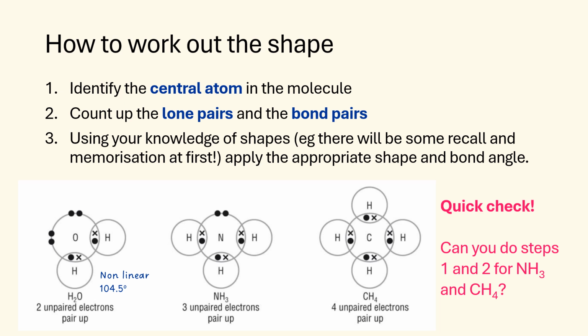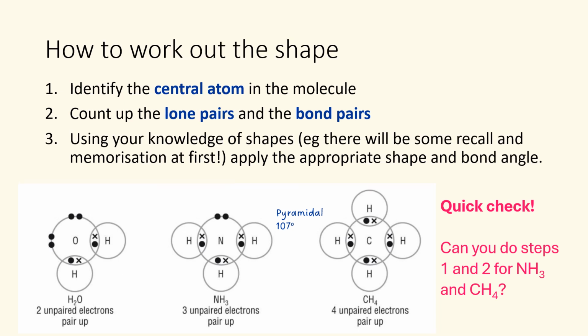Okay, I'm assuming you stopped the video for a little bit there and had a go at them. So welcome back. There's one lone pair and three bond pairs on the nitrogen. So that goes with the word pyramidal and 107 degrees. Then you've got 0 lone pairs and 4 bond pairs on methane, which goes with tetrahedral and 109.5 degrees.